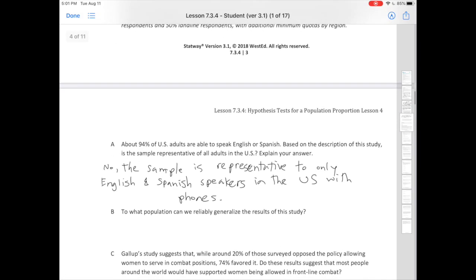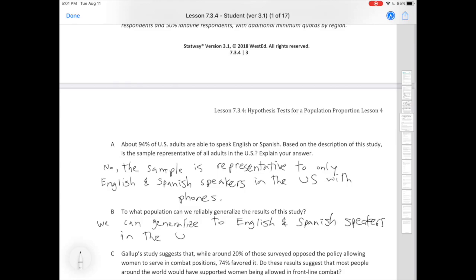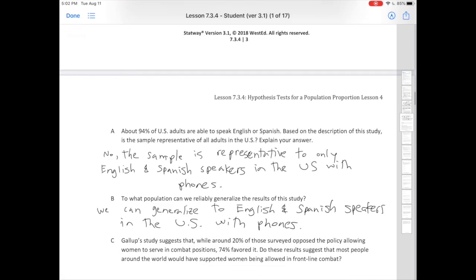So to what population can we reliably generalize the results of the study? Well, it's pretty much the same answer as above. So we can generalize to English and Spanish speakers in the U.S. with phones. Okay? Because nobody else is getting talked to, right?